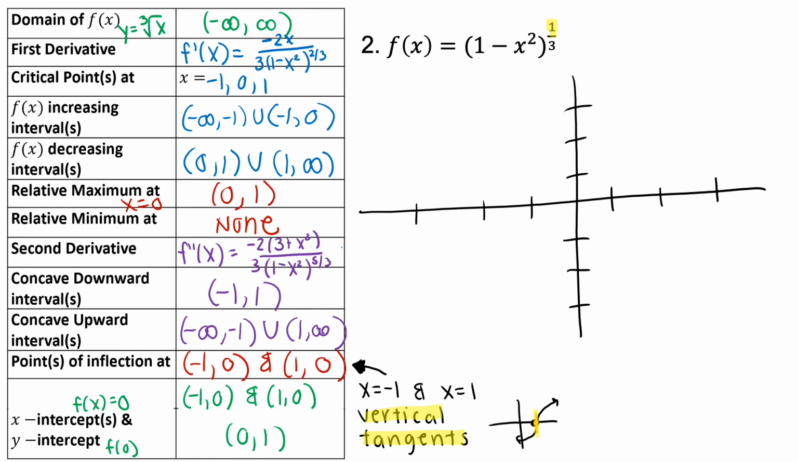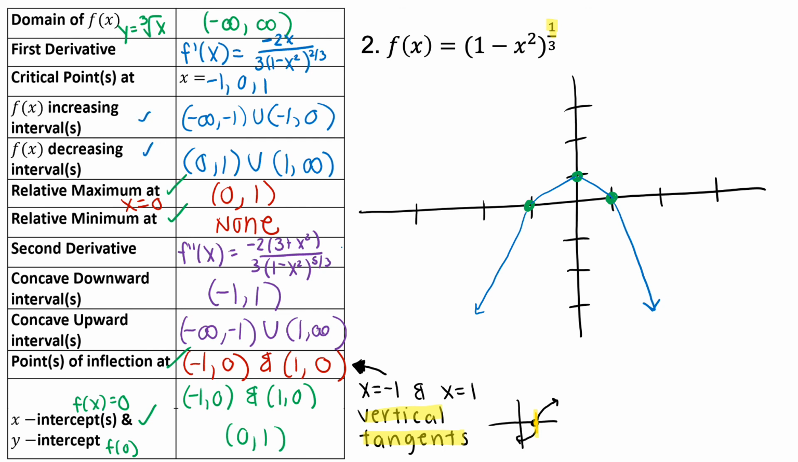So going ahead, we're going to start graphing with the points that we know are on our graph, meaning our x-intercepts and our y-intercepts. We have an x-intercept at -1, 0, and 1, 0, and then we have a y-intercept at 0, 1. We also want to look at any of the other points we identified. So there is a maximum at 0, 1, which we already have, and no minimum. And then our points of inflection are our intercepts, so we already have those accounted for. Now I want to jump up to increasing and decreasing. So we're increasing from -infinity to -1 and from -1 to 0. So we're increasing and increasing, and then we're decreasing and decreasing from 0 to 1 and 1 to infinity.